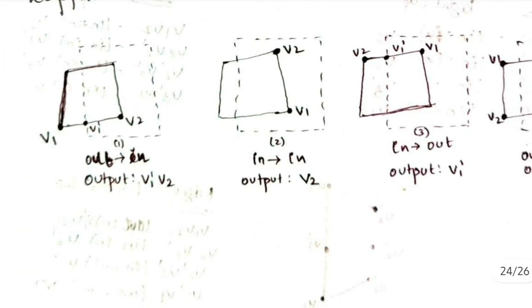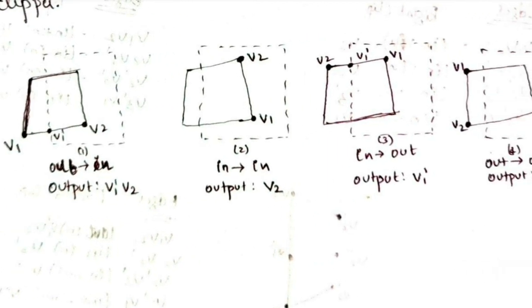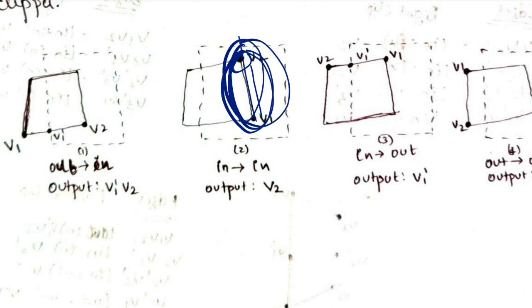That's all. So how do you remember this? You start from out, you are coming in. When you are coming in, the edge gets clipped here, so it is V1 dash. Okay, like that you have to remember. If it is both inside, consider the last point.